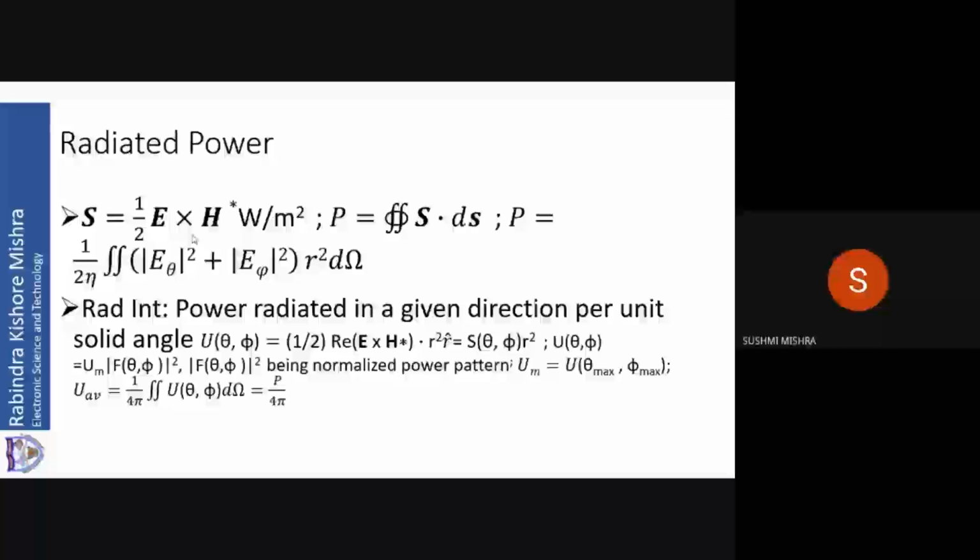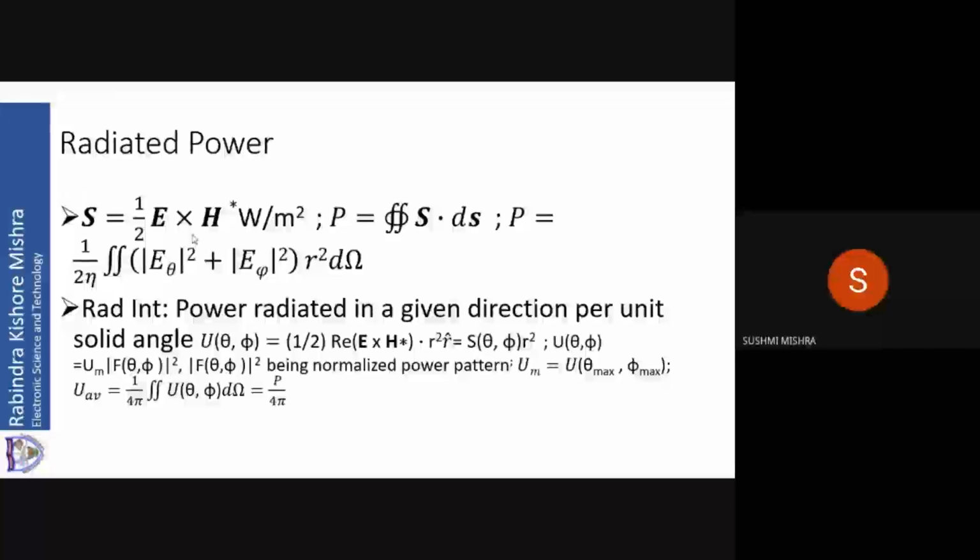What is UM? It is the maximum value of U, the maximum value of radiation intensity. How do we find it? You have a theta value along which it is maximum. Go to that theta value, then move in the phi direction and find the phi value at which it will be maximum. Then find out what UM is at that point. That gives you the maximum value UM. Normalize U with respect to UM, then you can write U theta phi as UM F theta phi square.